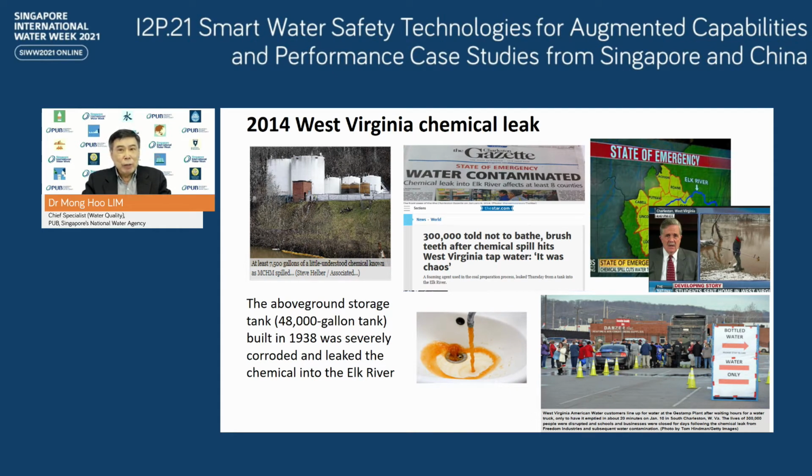In 2014, the West Virginia chemical leak. This was a case of a chemical leak from a 48,000-gallon corroded chemical storage tank. The chemical leaked into the Elk River, which is the source water for the drinking water supply. 300,000 residents were affected, and the governor declared a state of emergency.